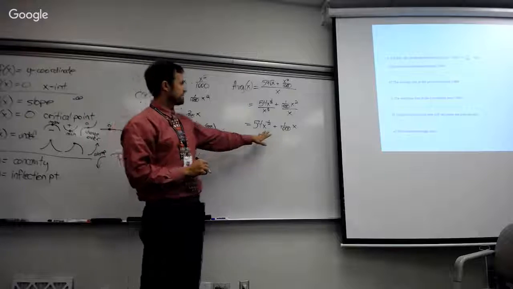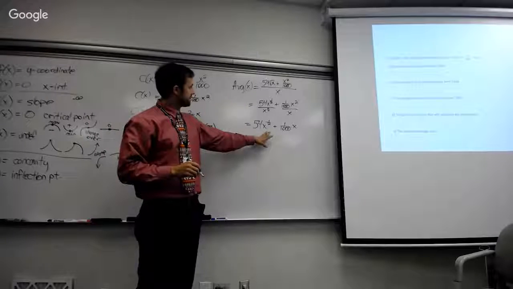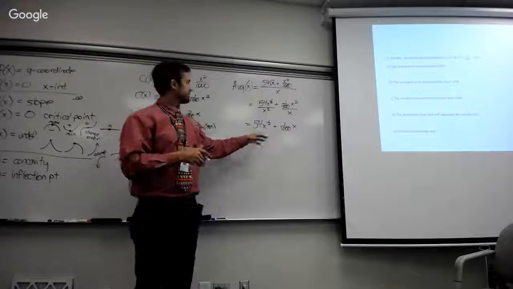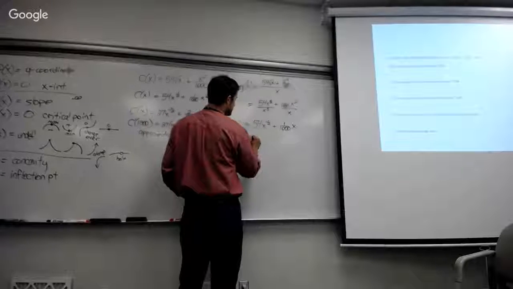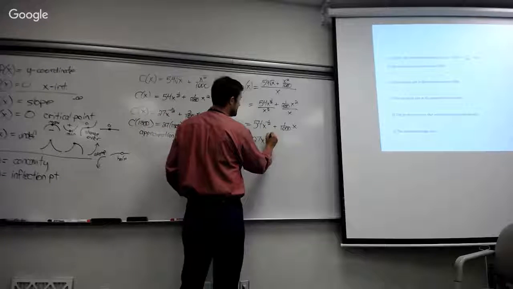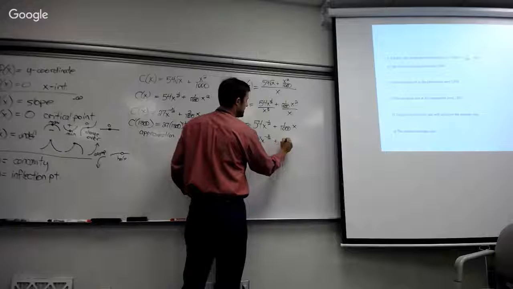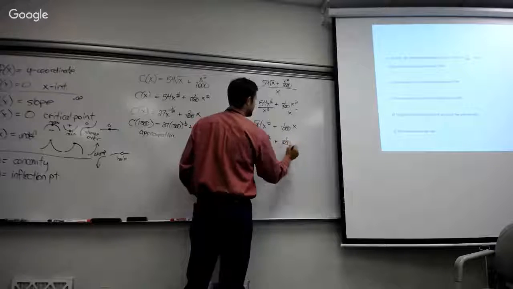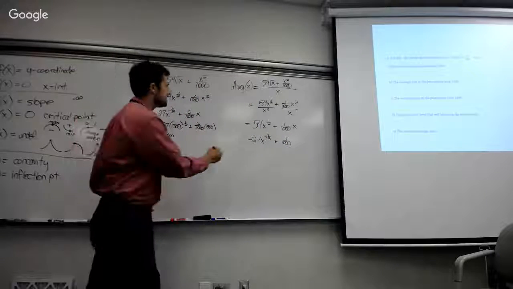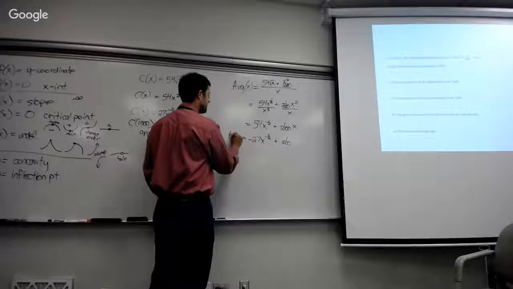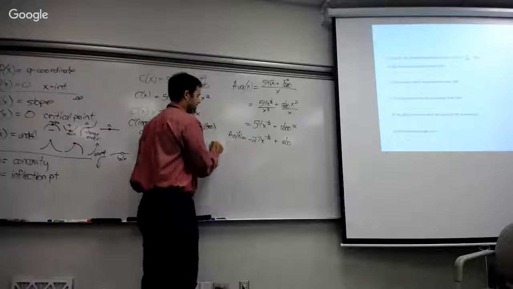Okay, so how do we take this derivative? Well, you still just do the power rule. You bring down the negative 1/2, and that's negative 27x to the negative 3/2 plus 1/1,000, and that's it. So that's the derivative of the average cost.